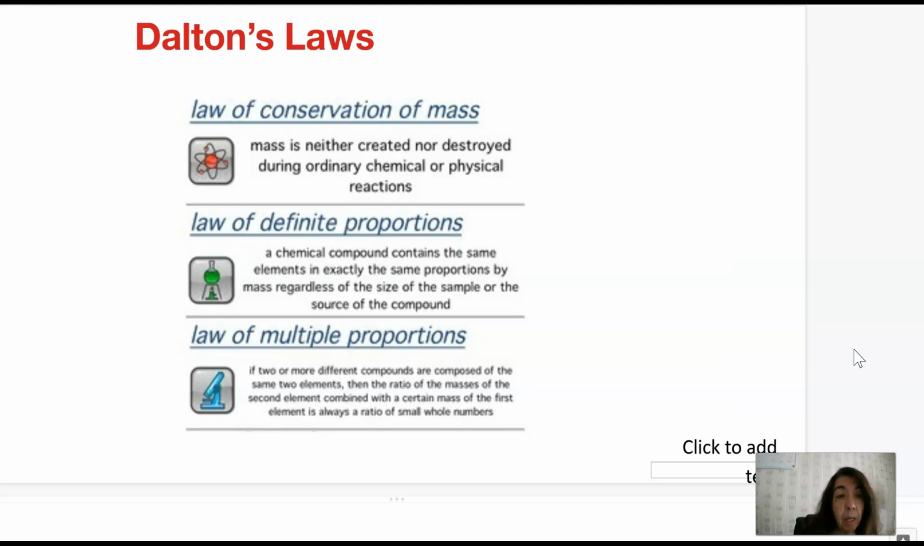So just summarizing, these are Dalton's laws. The law of conservation of mass, so nothing is created or destroyed, they're just rearranged. The law of definite proportions, that anything that has the same proportion is the same compound. And then the two types of elements can come together in different proportions to form different types of compounds.